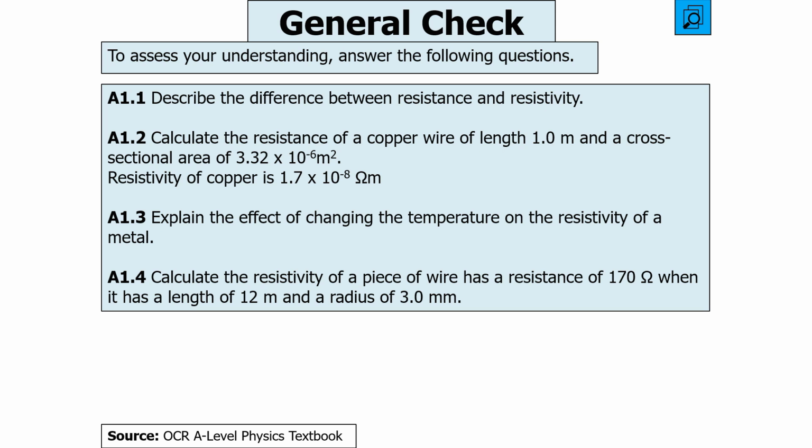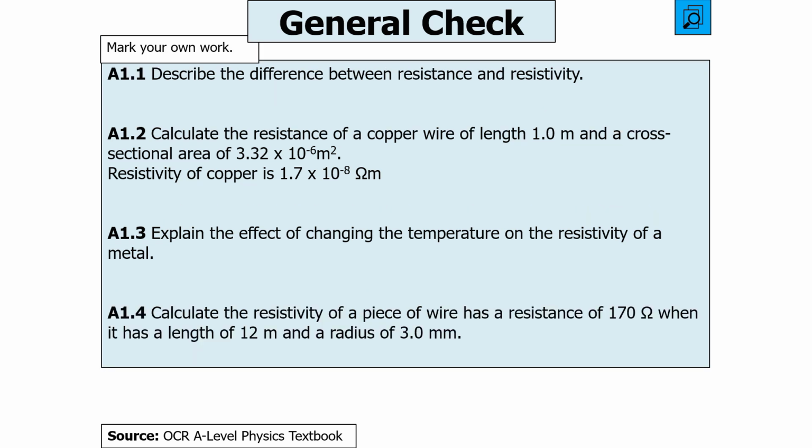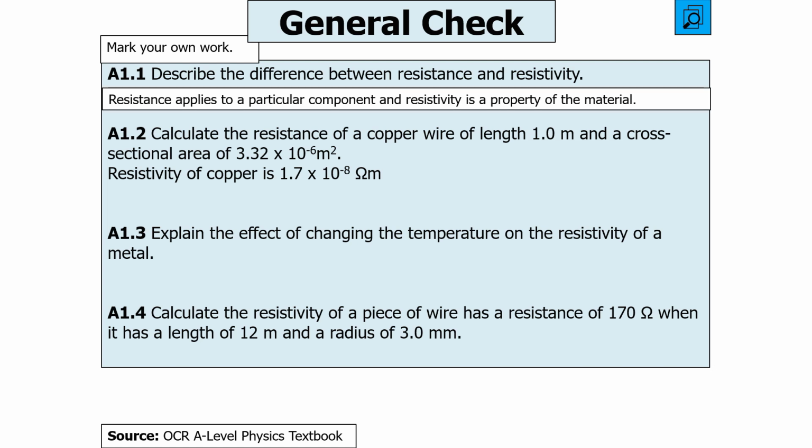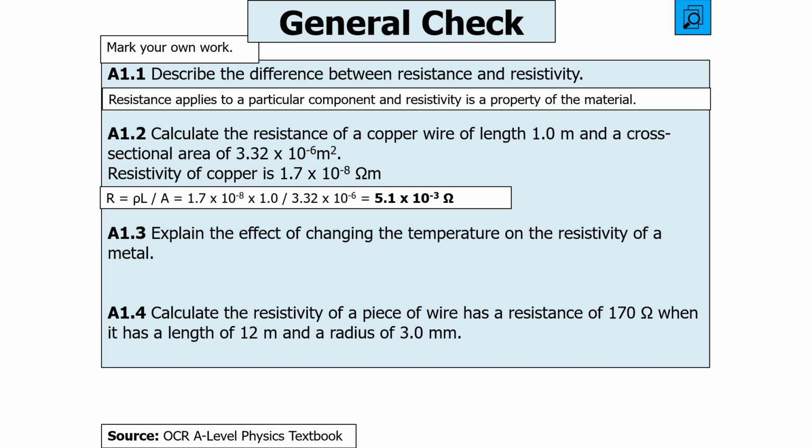Right, so the difference is that resistance applies to a particular component, whilst resistivity is a property of the material itself. In the next question, resistance is equal to resistivity times by length over area. Now you're given all the values in the question, so you pop them into the equation, and it's 5.1 times 10 to the minus 3 ohms.